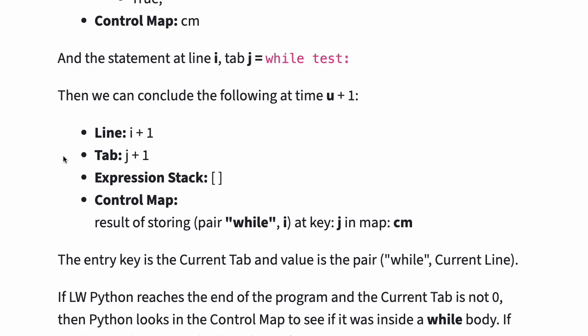Then at time u plus 1, the line is i plus 1, the tab is j plus 1, the expression stack is empty, and the control map is the result of storing the pair while and i at key j in map CM. The entry key is the current tab, and the value is the pair while and the current line.